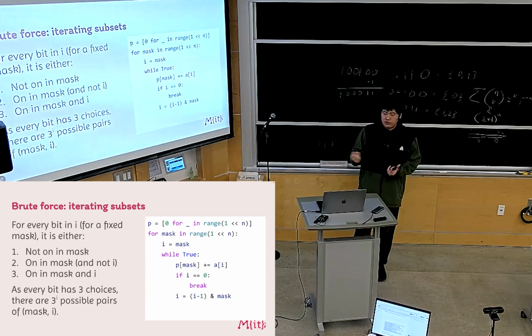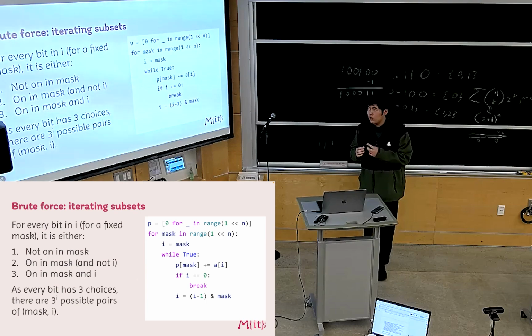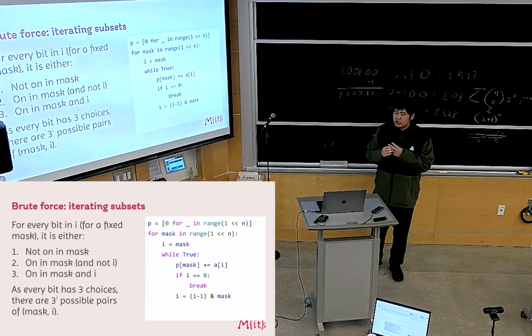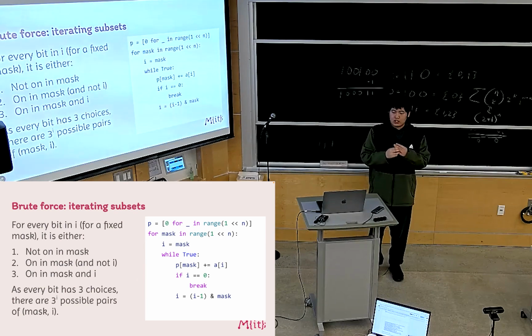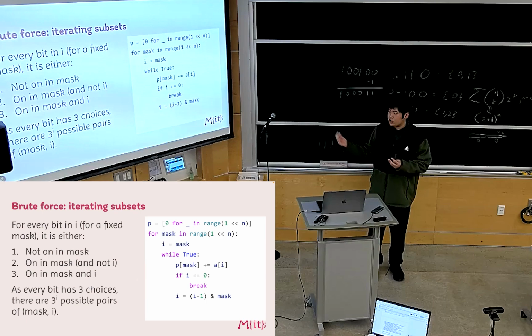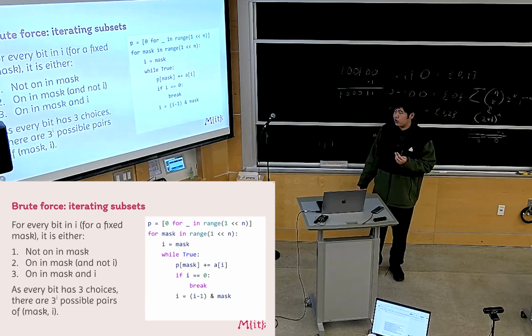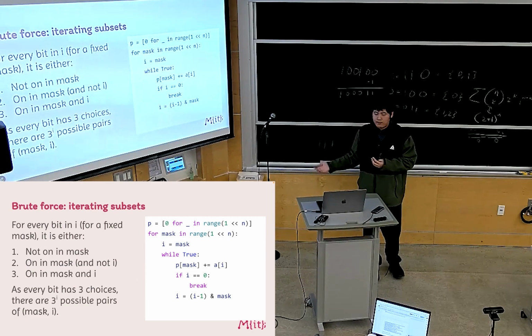If you consider, for a given pair of I and mask, what the bits could possibly be, for each bit from 0 to n minus 1, the bit is either not on in mask, so not something we care about, on in mask and not I, so inside the mask our current I does not contain that bit, or on in both mask and I. So this means that every bit can correspond to 3 different choices. And as there are n bits in total, this will leave us with 3 to the n possible pairs of mask and I.